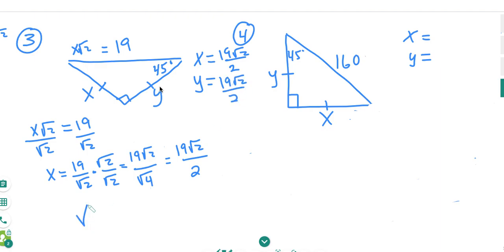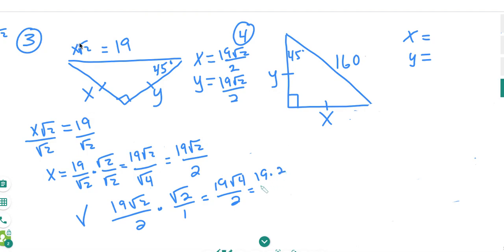We're going to do a quick check here. If we take 19 square roots of 2 over 2, which is one leg, and multiply it by the square root of 2 over 1, which is what our formula is, that would give us 19 times the square root of 4 over 2, which would give us 19 times 2 over 2, which gives us 38 over 2, which gives us 19, which is indeed the length of the hypotenuse that we were given.